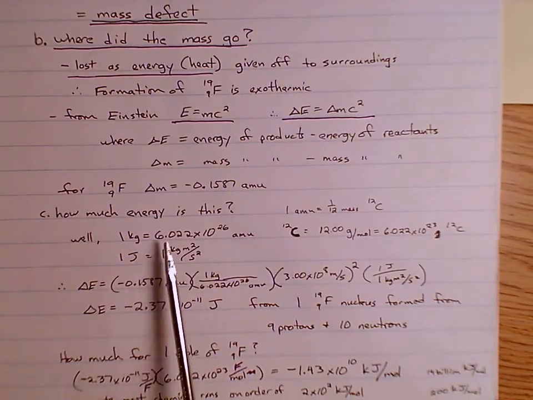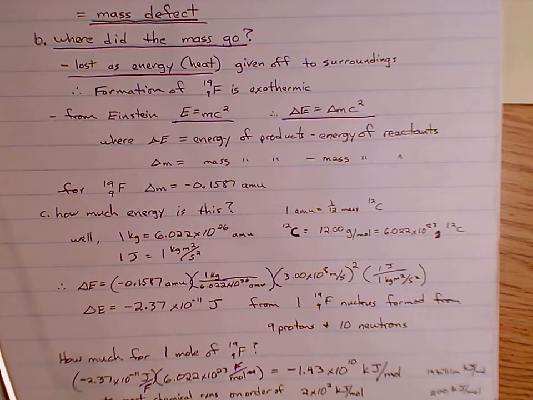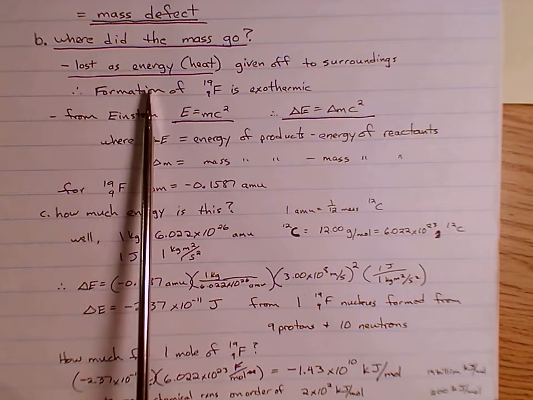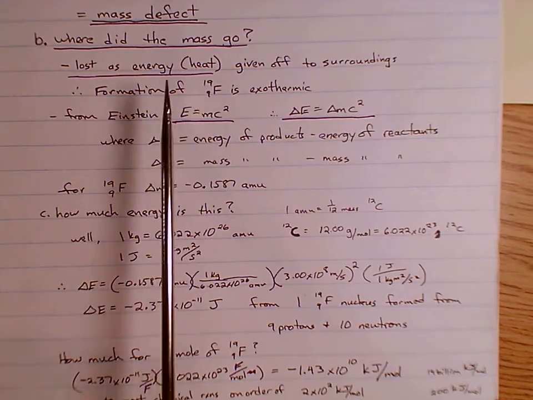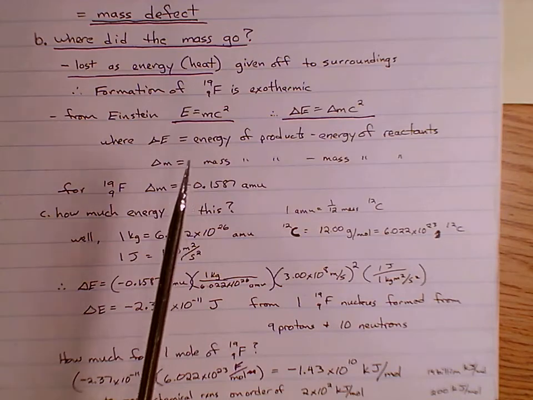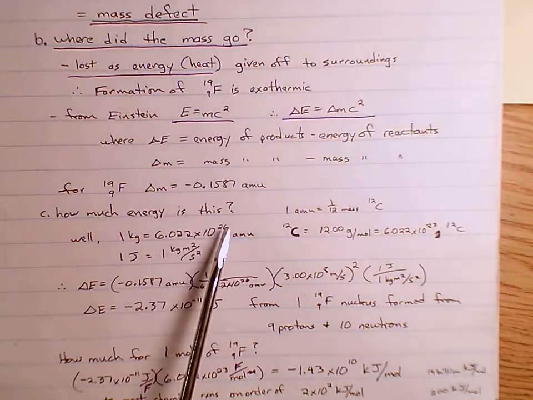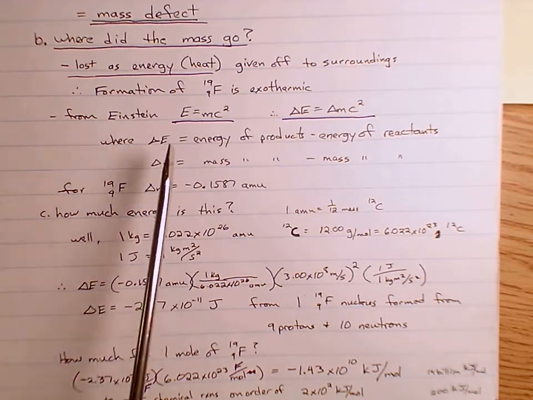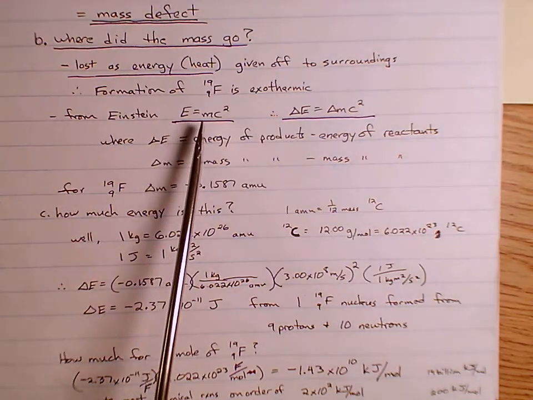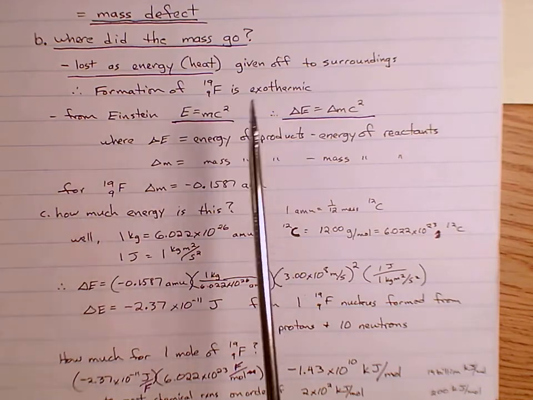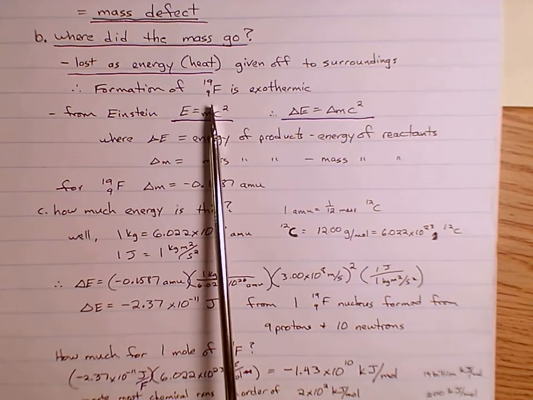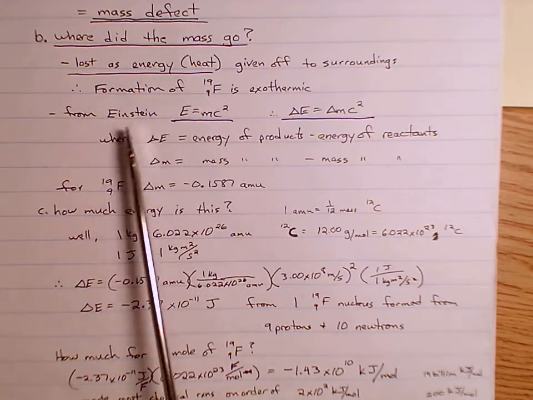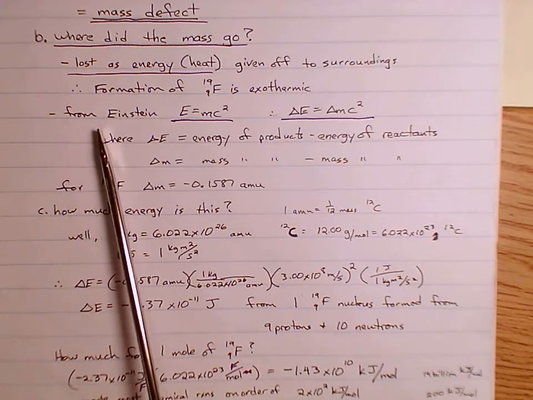It turns out when the fluorine-19 nucleus came into being, that mass was lost as energy, lost as heat given off to the surroundings. That means that the formation of fluorine-19 is an exothermic reaction, because when it is formed, heat is given off to the surroundings.